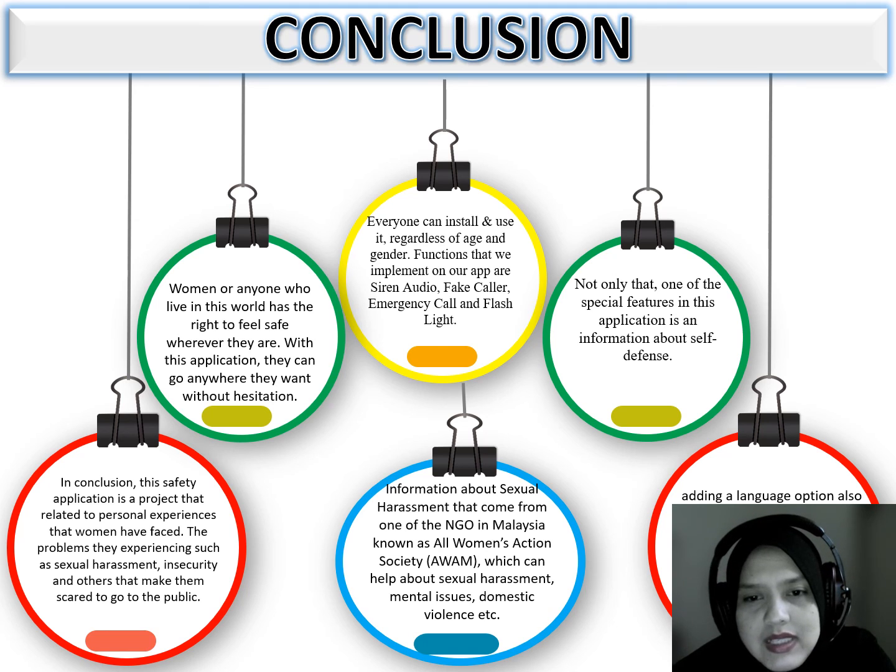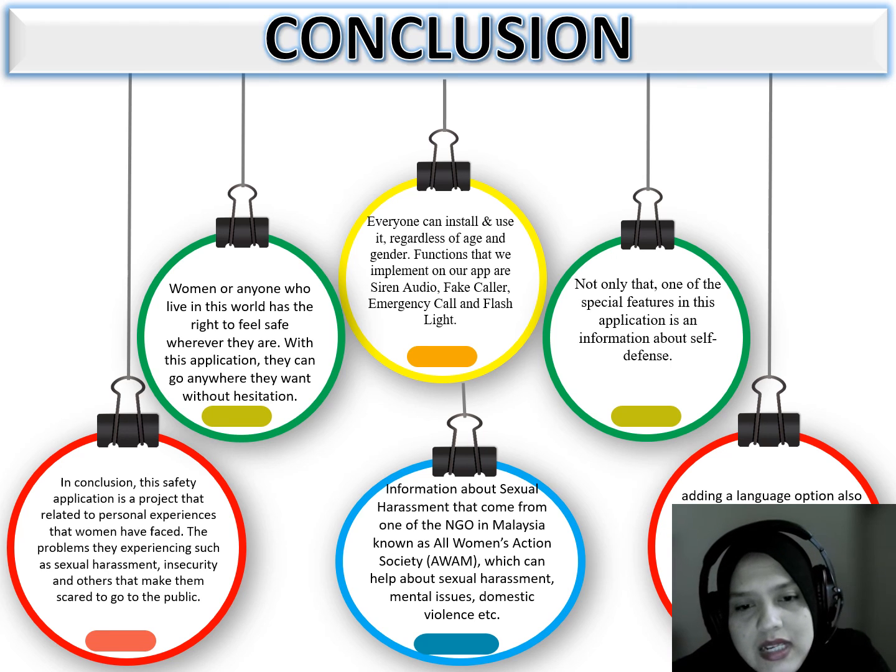Functions that we implement in our app are siren audio, fake caller, emergency call, and flashlight. Not only that, one of the special features in the application is information about self-defense. Besides that, the information about sexual harassment comes from one of the NGOs in Malaysia known as AWAM, or Women's Action Society, which can help with sexual harassment, mental issues, domestic issues, and so on.